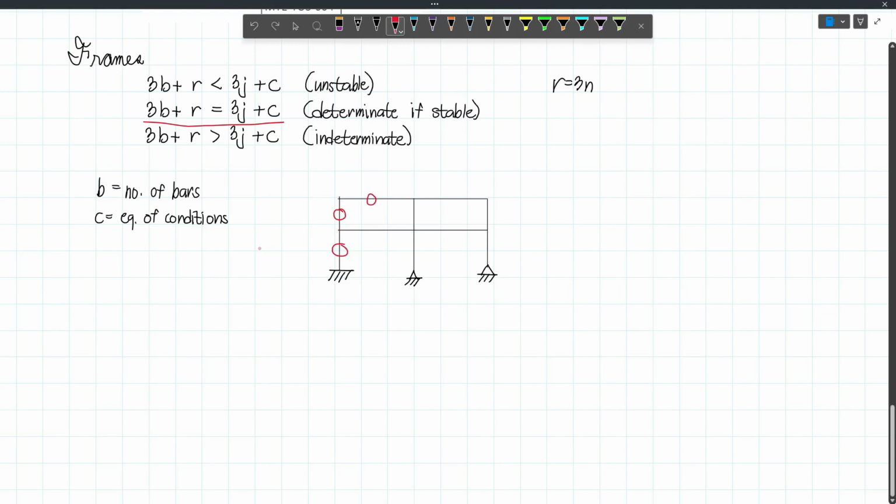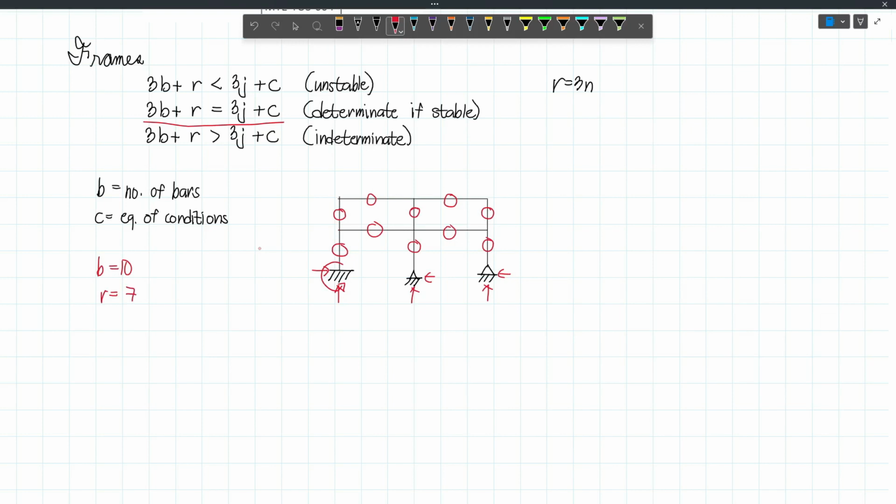So our number of bars is 1, 2, 3, 4, 5, 6, 7, 8, 9, and then 10, per connection. So our B becomes 10. Now our R will be the number of external reactions. This one is fixed, so it is 1, 2, 3. So 3. And then the hinge here is 2. So 3 plus 2 is 5. And then here plus 2, that will be 7. R will be equal to 7.